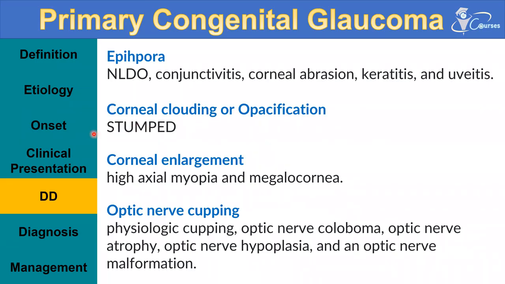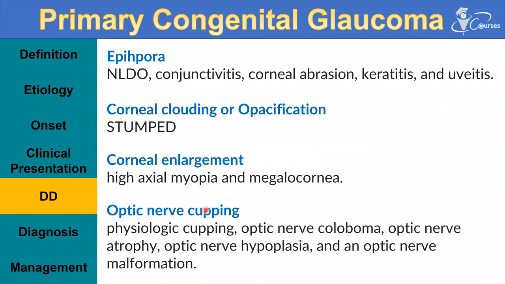We remember the mnemonic STUMPED. This will be with all the features that we discussed. This can also be a differential for congenital glaucoma, because congenital glaucoma can cause corneal scar and opacification. Corneal enlargement will be from high axial myopia and megalocornea. We also discussed that those patients will have normal intraocular pressure. They will have a clear cornea. There are no Haab striae.